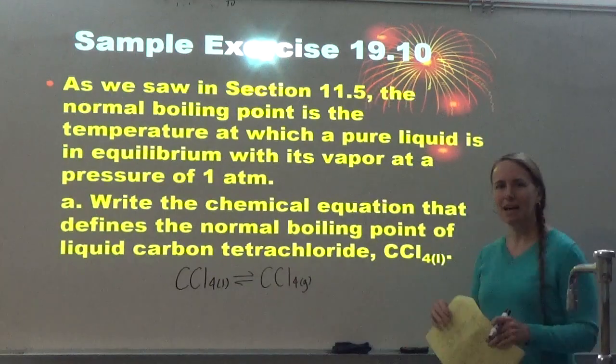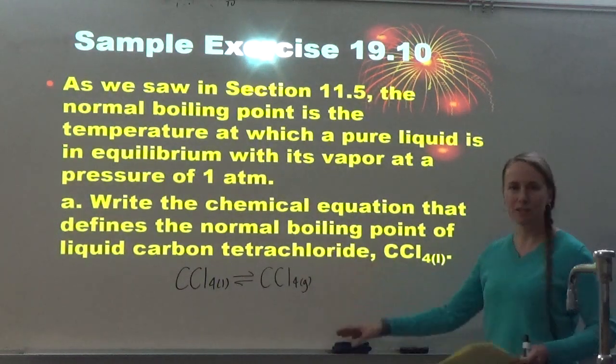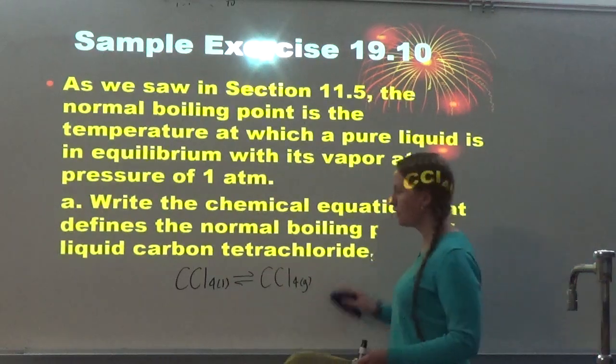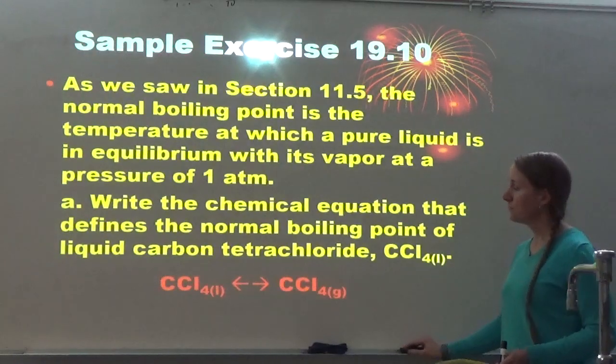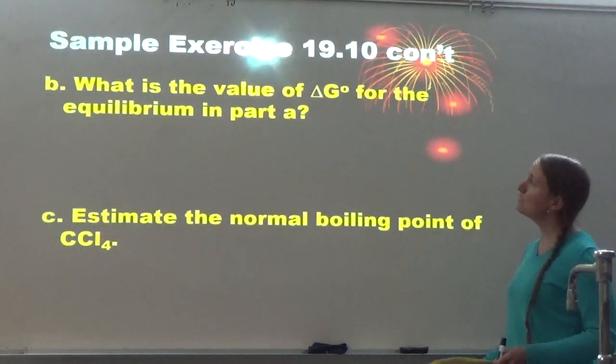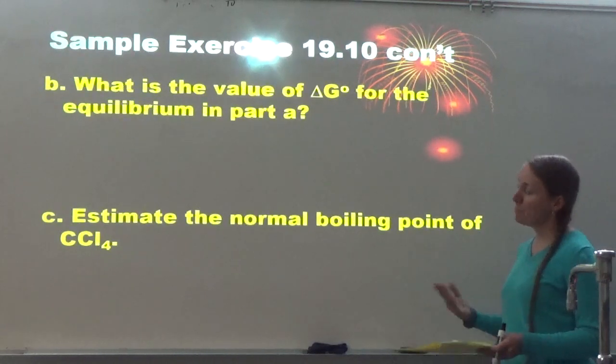Boiling is not a chemical change, so you're not going to have anything different on your product and reactant sides besides the state of matter. Hopefully that one wasn't too bad. That was pretty easy. Then part B says, what is the value of delta G standard state for the equilibrium in part A?